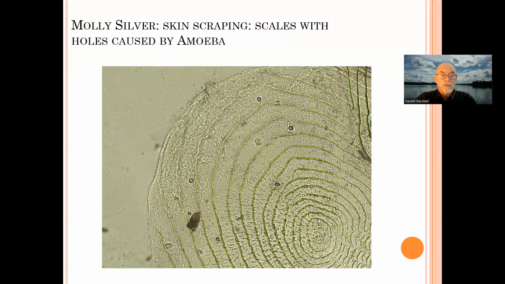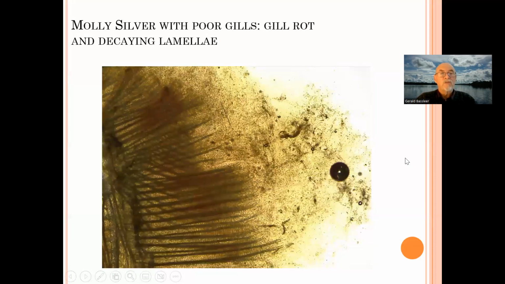We also found some holes. We call that scale holes or skin holes, which Dr. Jung described a couple of years ago, caused by an amoeba, making these holes here in the scales, and the fish will lose some scales, and that's where you find some scales on the bottom of your aquarium. Well, difficult when you have gravel, but in a glass tank you can see the scales laying, and this is causing lesions and a poor condition of the fish.